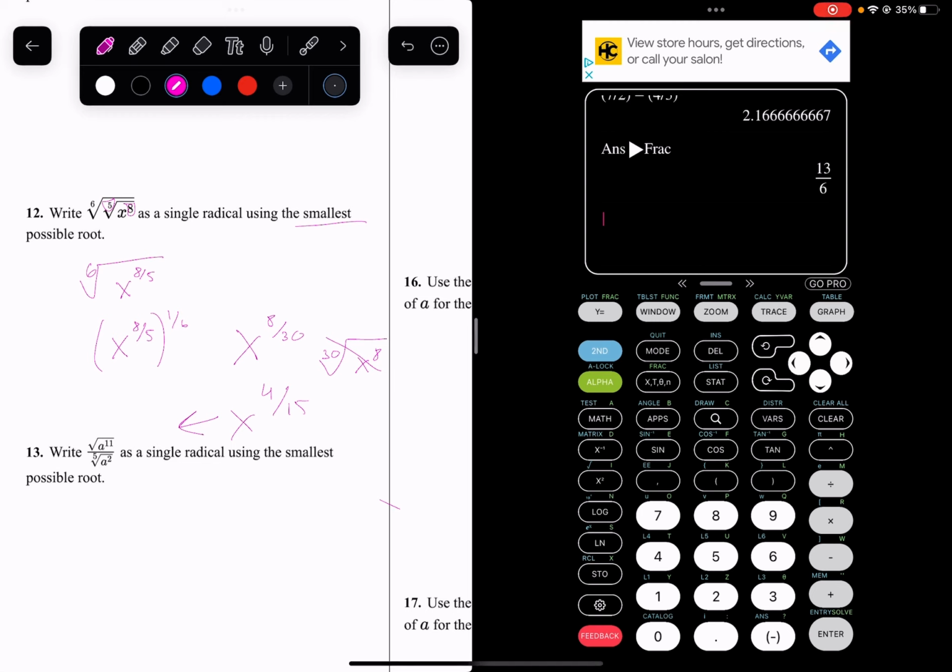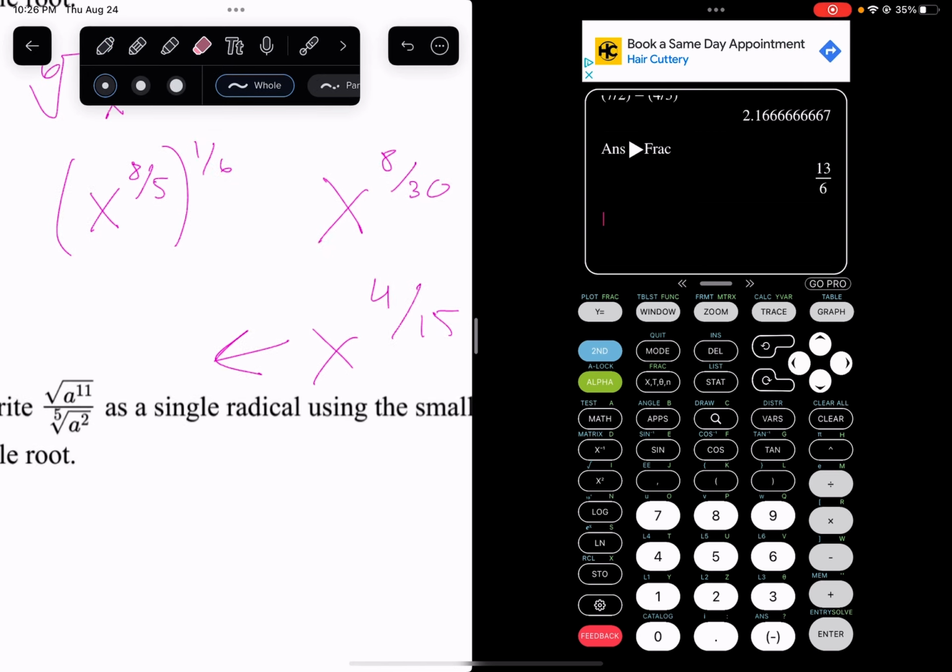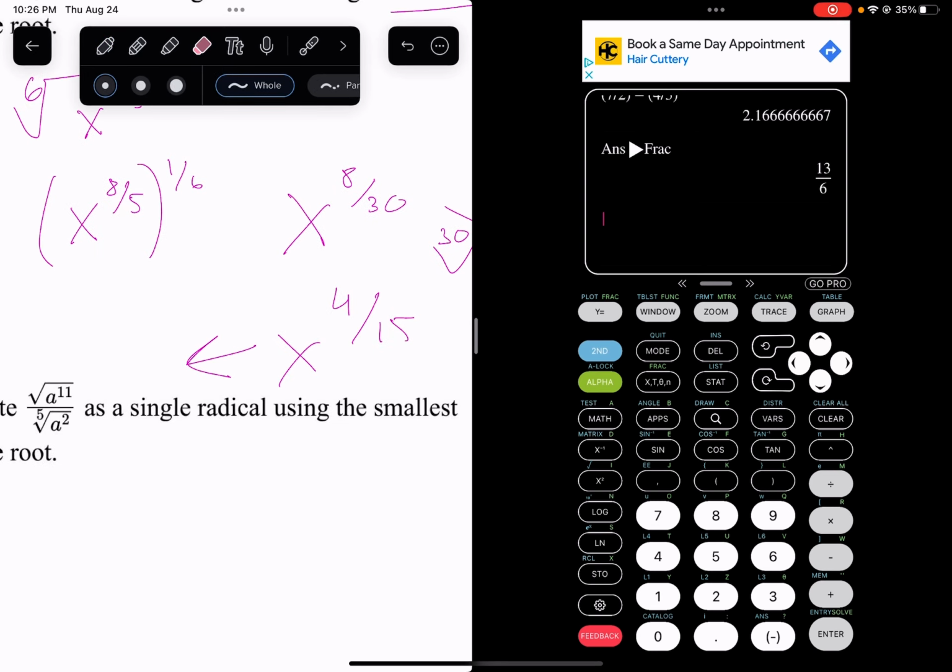Okay? So to write that guy as a radical, sorry, it's a little bit late. To write that guy as a radical, you're going to go ahead, put your 15 in your root. Zoom in a little bit. 15 goes there. You end up with x to the 4th.